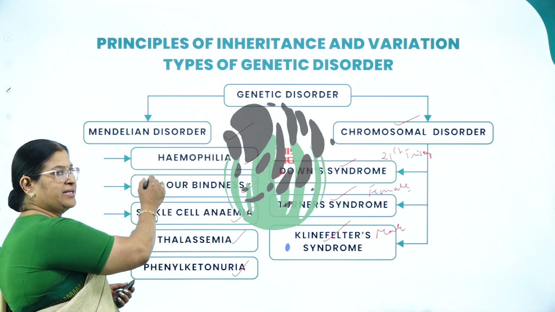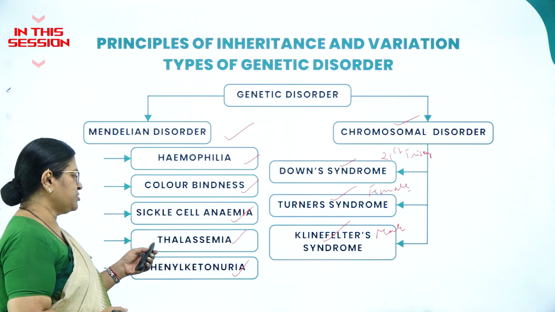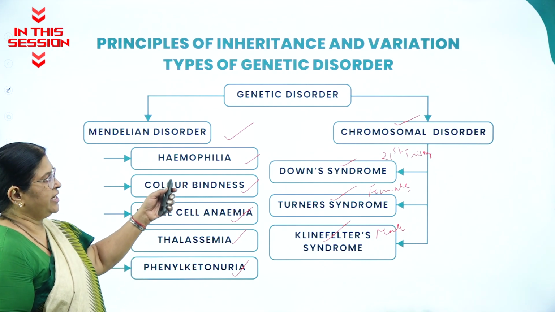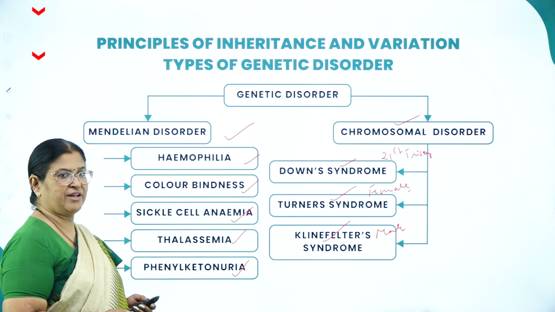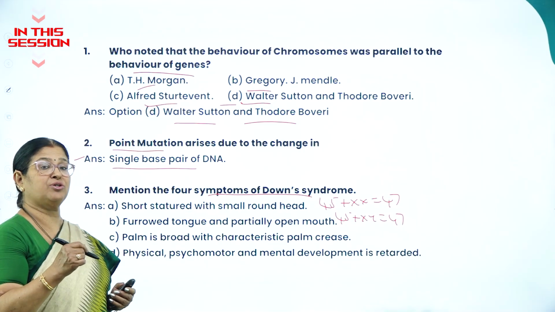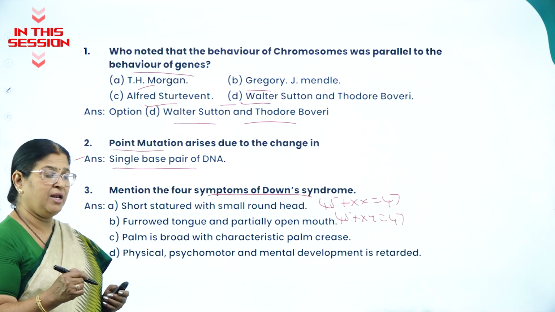Mendelian disorders, example hemophilia, color blindness, sickle cell anemia, thalassemia and phenylketonuria. Then chromosomal disorders, Down syndrome, Turner syndrome and Klinefelter's syndrome. The change in the chromosome number happens in an autosome. So it is called as autosomal disorder.